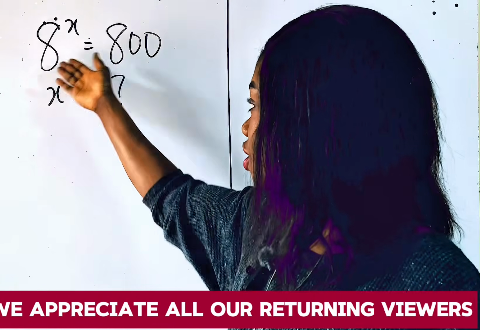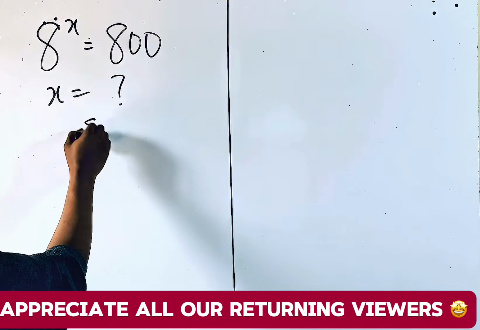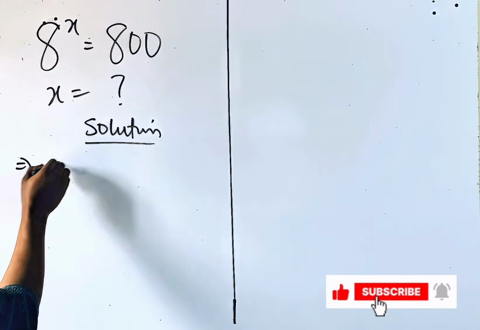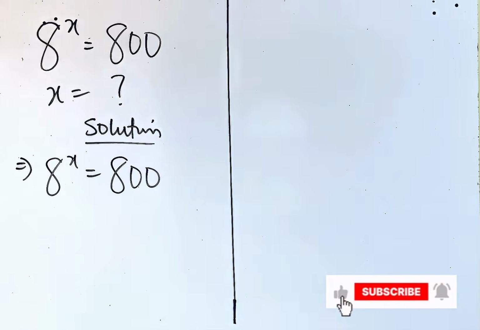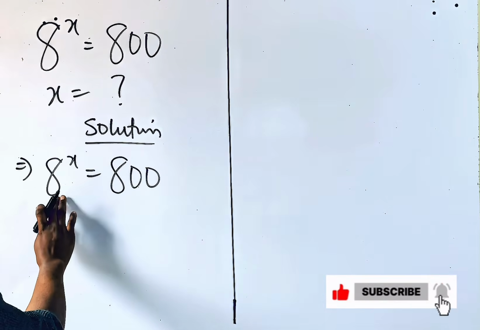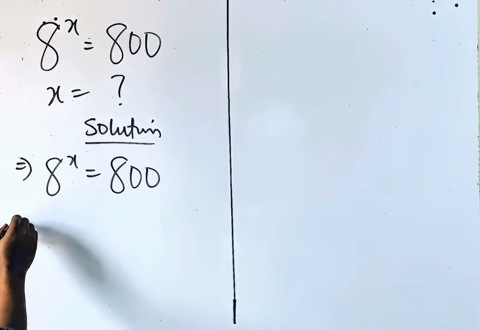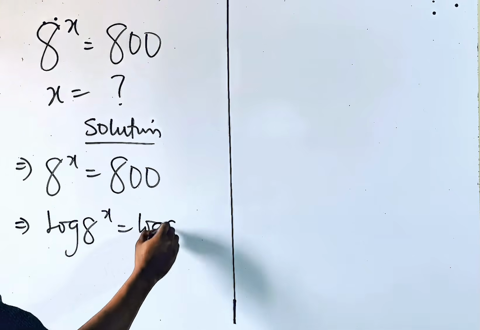Now, to answer this, it is an exponential equation, as you know. So we're going to begin with our solution. This is what we have: 8 to the power of x is equal to 800. Now, can we express this 800 in powers of 8? It's not possible. So what we do is take the log of both sides.